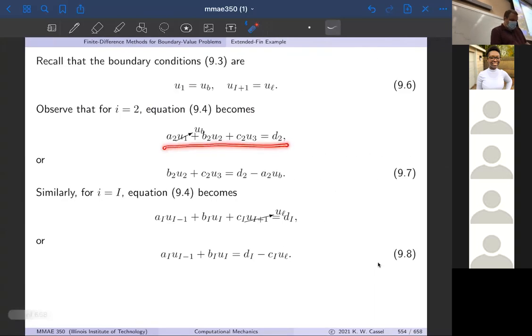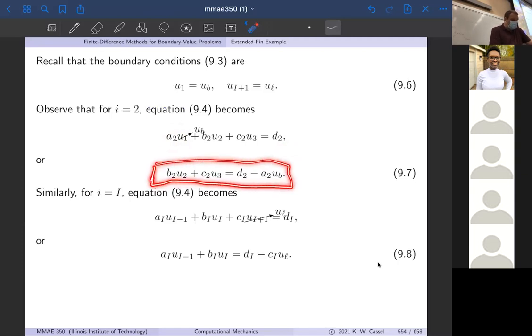Gives me this. But then I stop and I look and I say, wait, I know what u_1 is. u_1 is u_B. So if I know that, I can take that over to the right-hand side. Remember, unknowns on the left, knowns on the right. So then I have b_2 u_2 plus c_2 u_3 is equal to d_2 minus a_2 u_B. So this is now my first equation corresponding to i equal to 2. So it started off with the difference equation, and all I did was say, okay, what do I know about this equation? Because it's at the left boundary, I know the boundary condition at the left, so I should be able to simplify it.